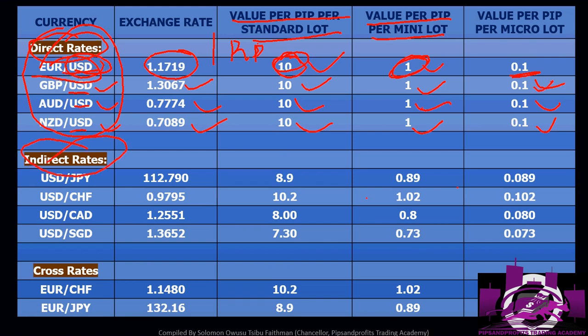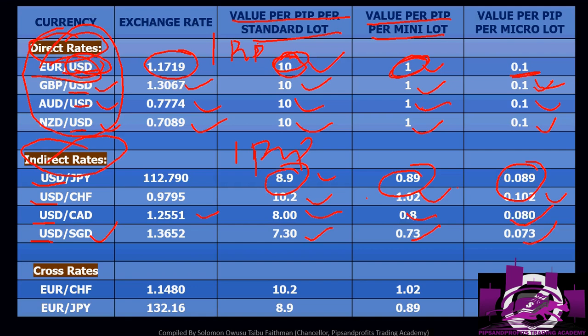However, for indirect rate, that is where we have the USD as the base currency, if I have one pip move for a standard lot, this is what I'm going to get. For a mini lot, this is what I'm going to get. And for a micro lot, this is what I'm going to get. When you look at the USD CHF, you see that the values are not the same. When you look at USD CAD, the values are not the same. Even USD paired with the Singaporean dollar, the values are not the same.